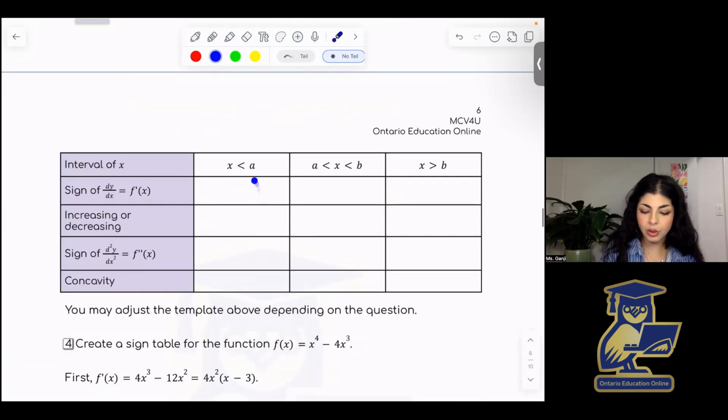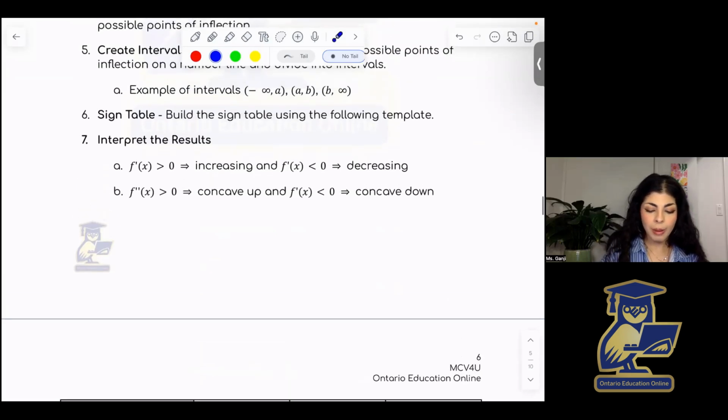So this table here, you can just adjust these, add more columns if you need, and these are the values we're interpreting. So the sign of the first derivative, and based on that we have increasing or decreasing, and signs of the second derivative, and based on that we have concavity. And so remember, when the first derivative is greater than 0, we have increasing. When it's less than 0, we have decreasing. When the second derivative is greater than 0, we have concave up. And when it's less than 0, we have concave down.